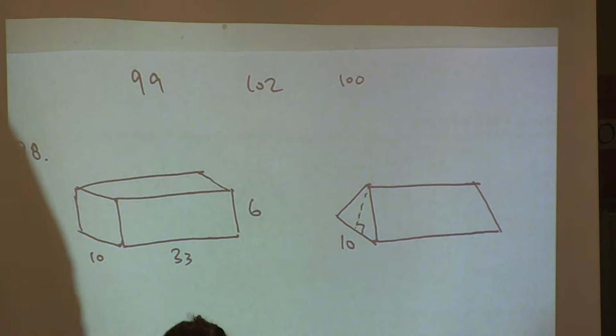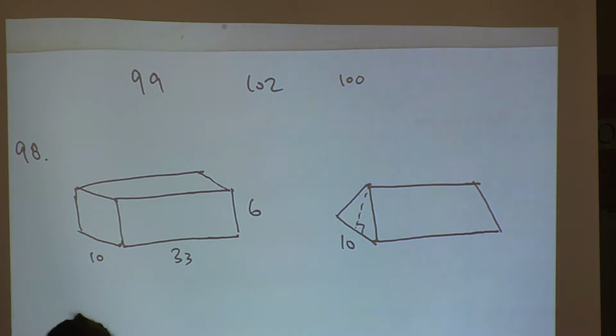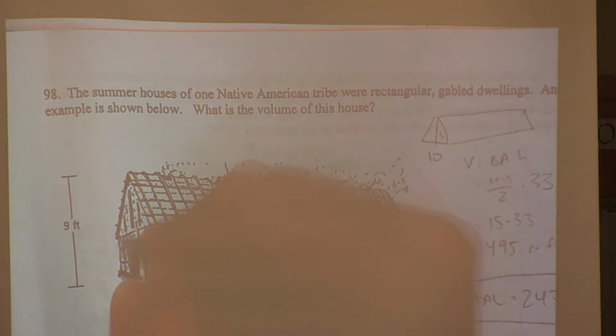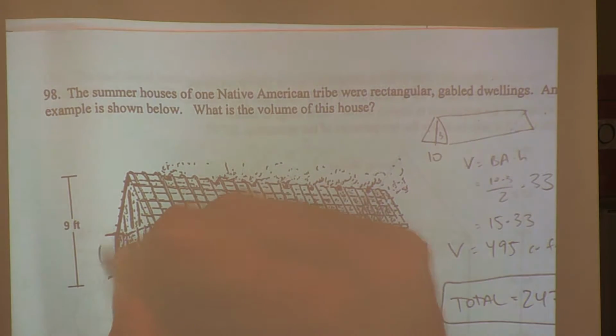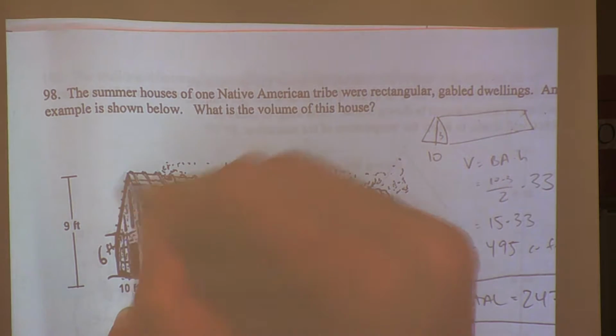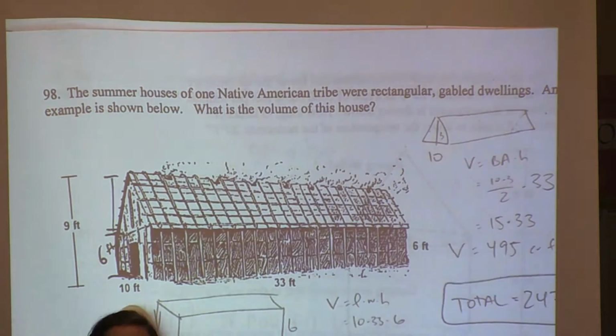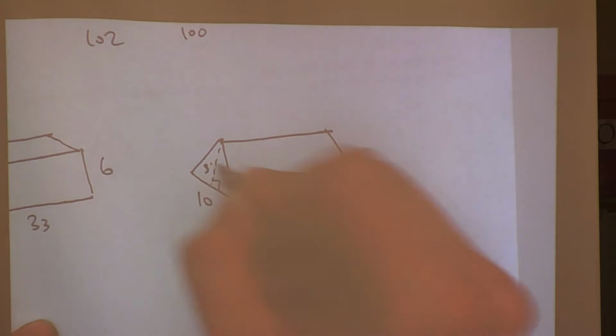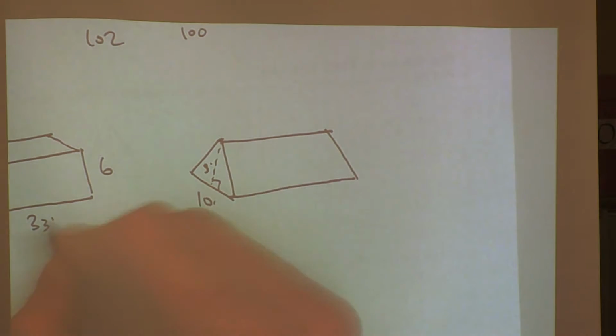And when we're talking about the height there, it told you the overall height was 9 feet. And it tells you that the height of this wall is 6 feet. So then that leaves the height of the roof to be what? 3 feet. These are all feet, feet, feet, feet.